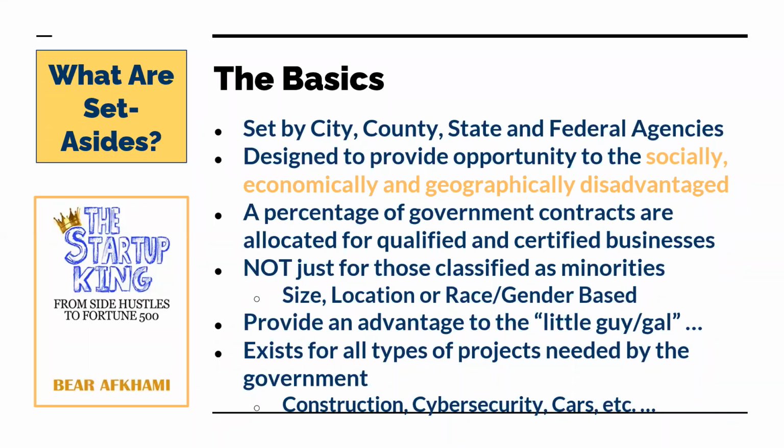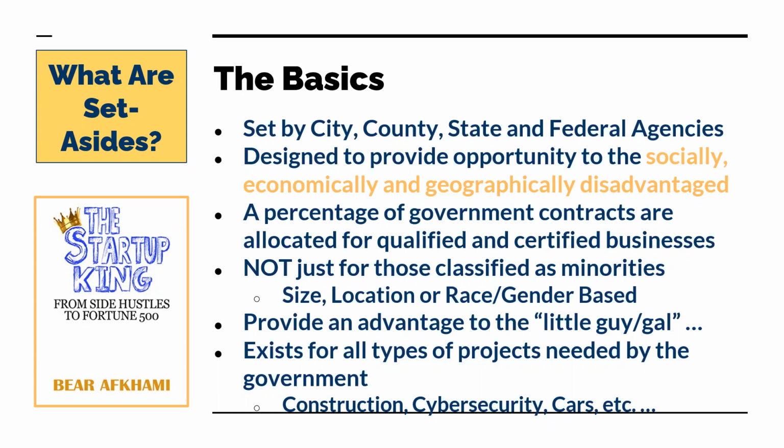Here are the basics. Government set-asides are set by city, county, state, and federal agencies and other quasi-government agencies, and they're designed to provide opportunities to those who are socially, economically, and geographically disadvantaged. How this works is that a percentage of government contracts are literally allocated or set aside for qualified and certified businesses. So if a county in one of the states in America has a $1 million budget, the legislator or the executive can determine that it will set aside 10% of its procurement award dollars to a local owned business or a woman owned business or a minority owned business, whatever it may be.